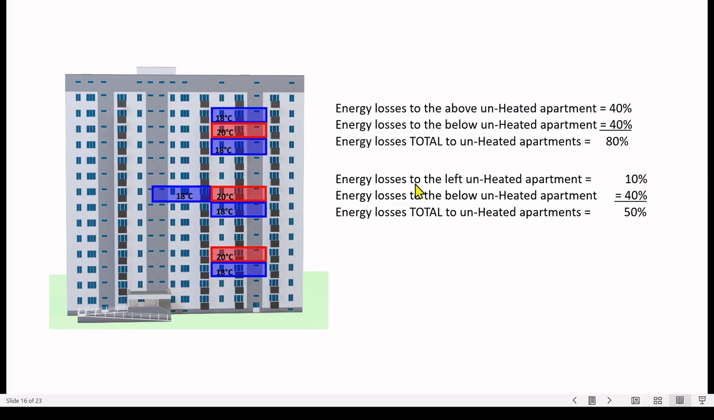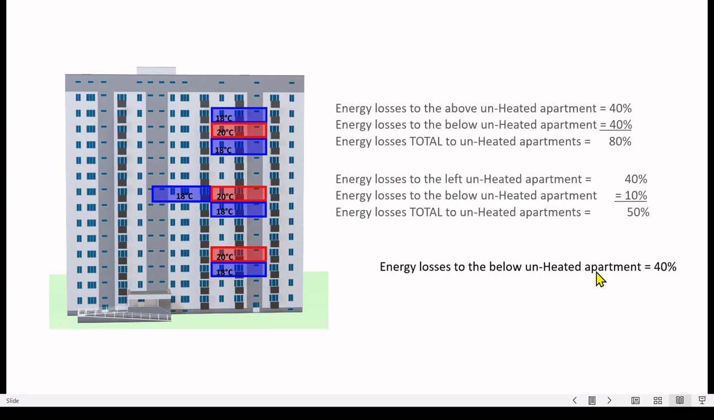Energy losses to the left unheated apartments are 10% because this is the area of the left wall to all surrounding four apartments. Energy losses to the below unheated apartments is 40%, so total losses in this situation is 50%. Energy losses to the below unheated apartments, it's again 40%.